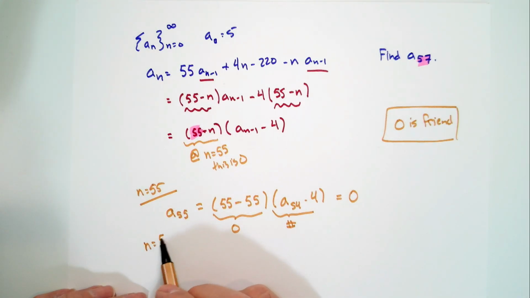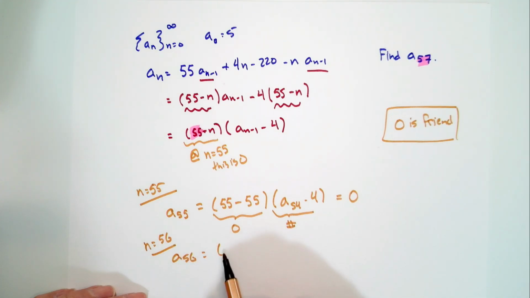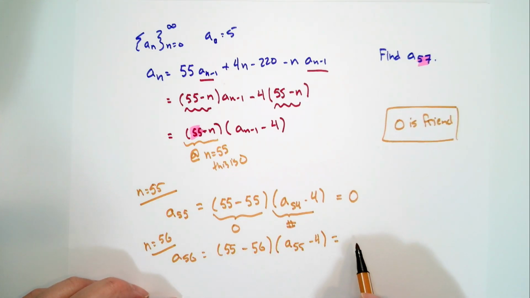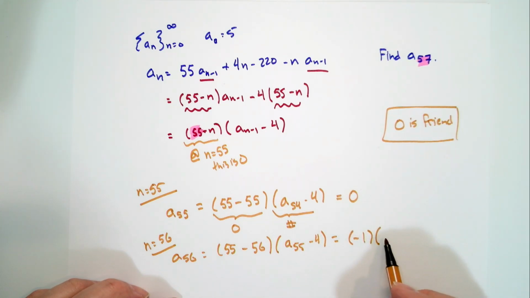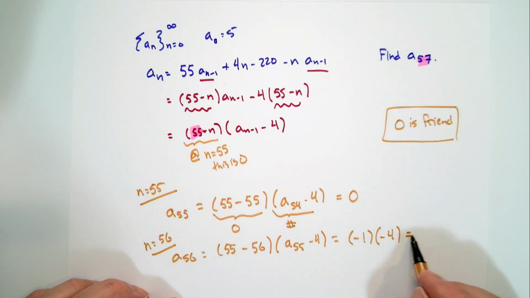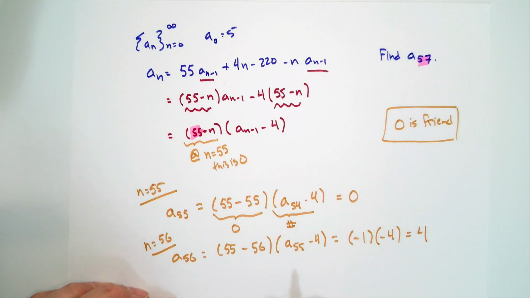Now, let's do our next one. N equals 56. So what is that? Well, you take 55, subtract 56. You multiply that by A55 minus 4. Well, 55 minus 56 is negative 1. And A55 is 0, subtract 4. So 0 subtract 4 is negative 4, leaving us with positive 4.